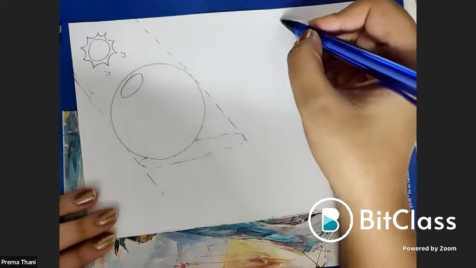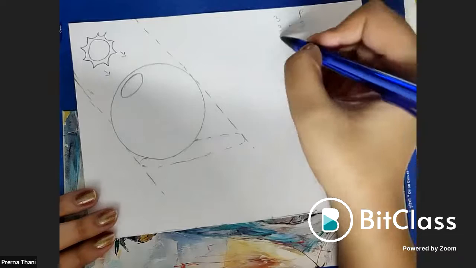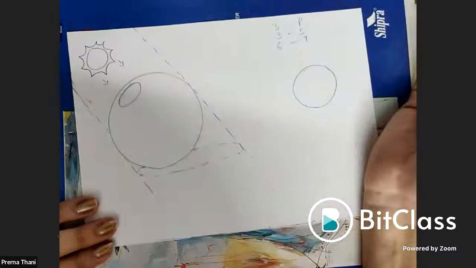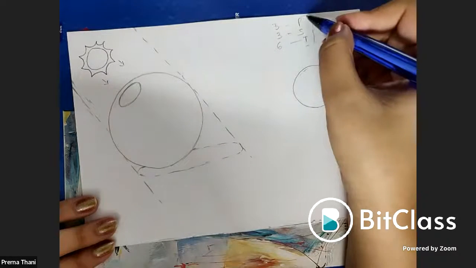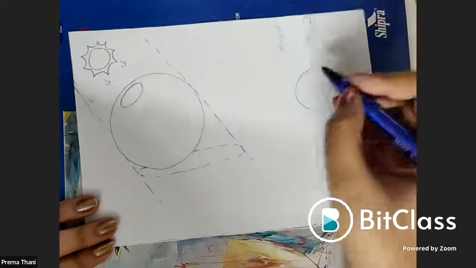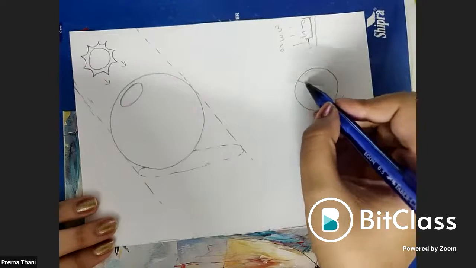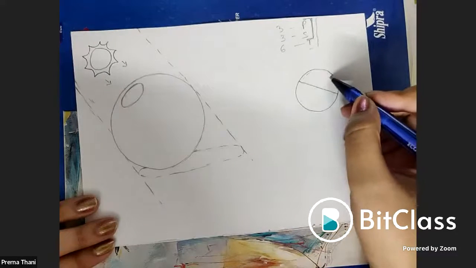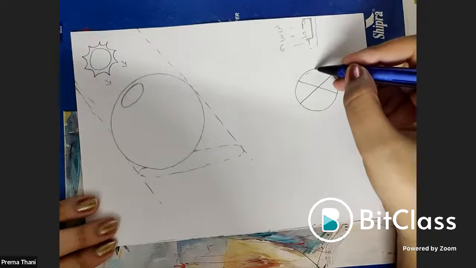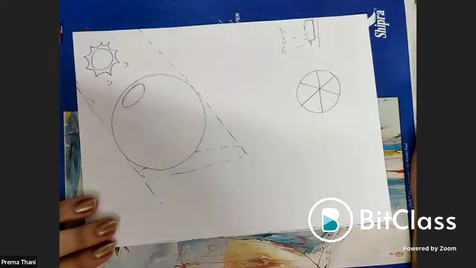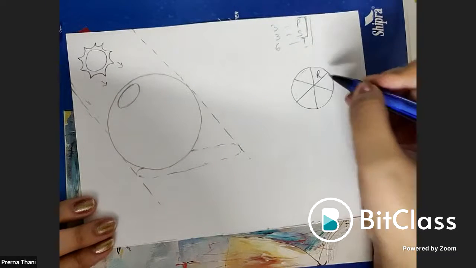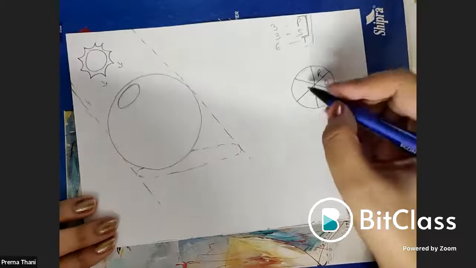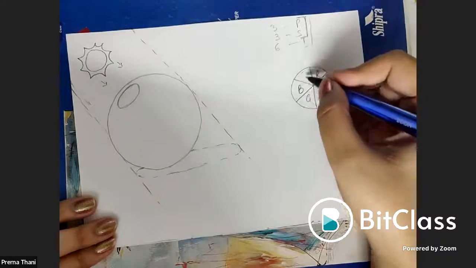There are 3 primary, 3 secondary, and 6 tertiary. That is the advanced color wheel. We are just taking 2 primary and secondary, so we are going to make a 6 color wheel, the basic one. You have to divide your circle in 6 parts. This is my color wheel. Now let's write the colors: red, orange, yellow, green, blue, violet.